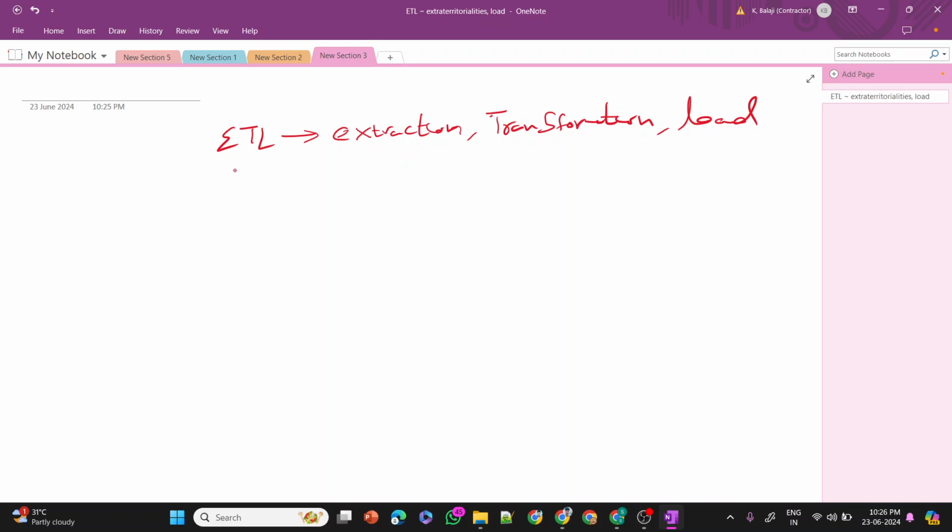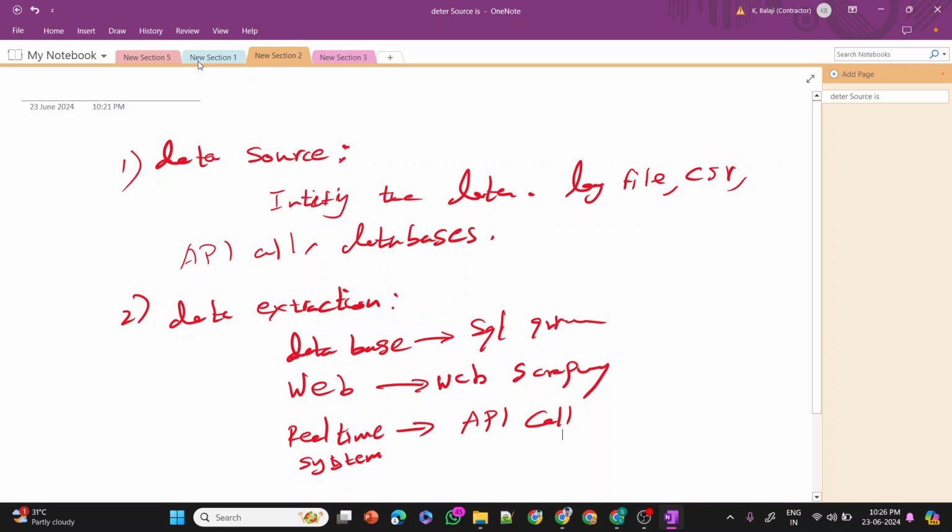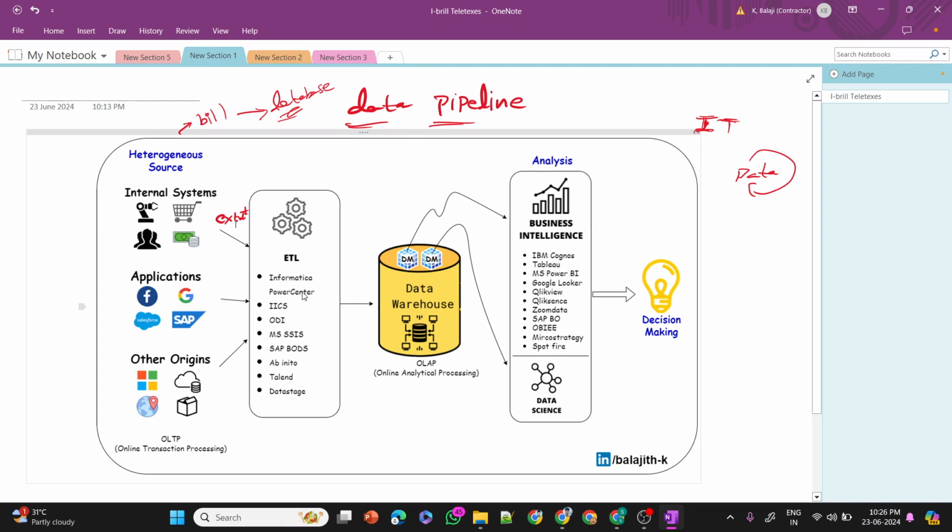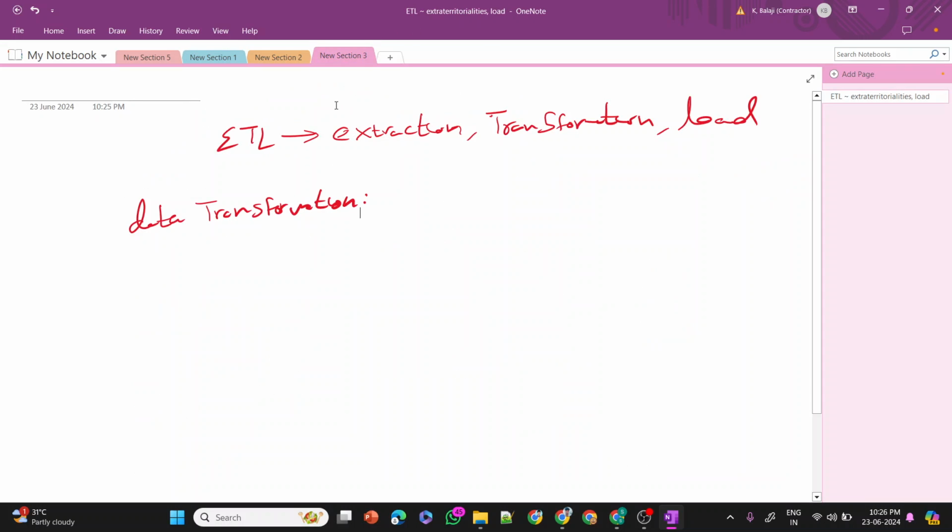So to do this, first we extract. After extracting data, we need to do some data transformation. In this data transformation part, there are various tools that can do the ETL process. In this ETL process, we will do data transformation.